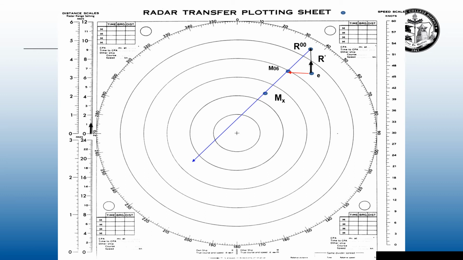If you change speed on the relative motion radar, you change relative motion. So our old relative motion was R00 to M06. Our new relative motion line is going to be from R prime to M06. Then we parallel that down to MX, and we can get a right angle from that new relative motion line, and a bearing of CPA. So we're going to miss by approximately 3 miles with a new CPA bearing of 345 degrees.